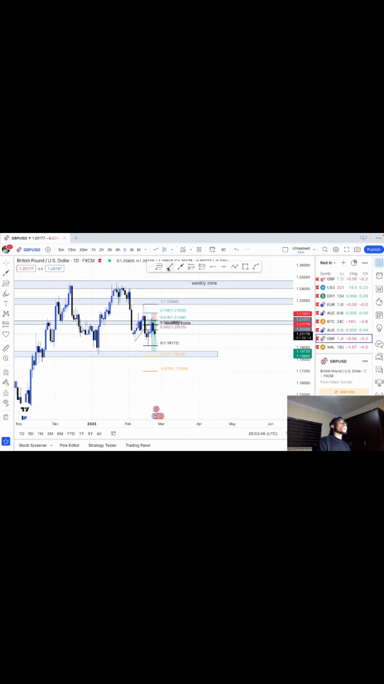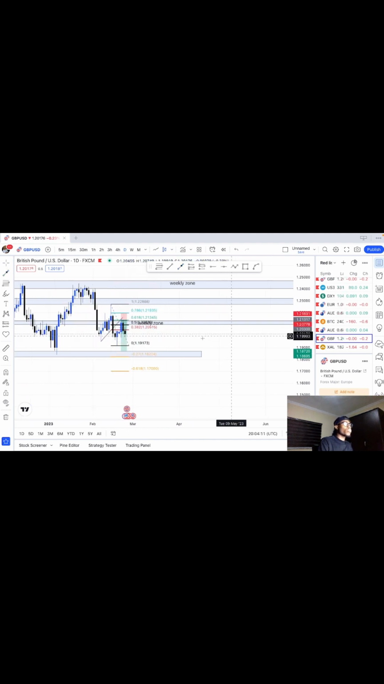GBPUSD reversed, started a retracement, not a reversal though. A retracement here, didn't break above here, and again formed another engulfing candle here and broke this zone.